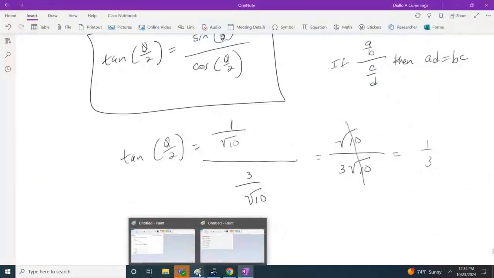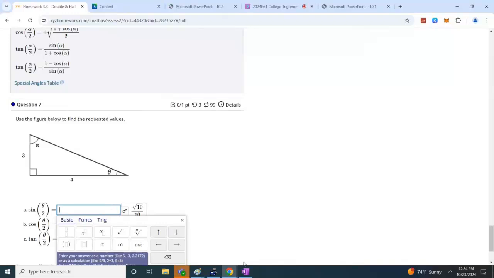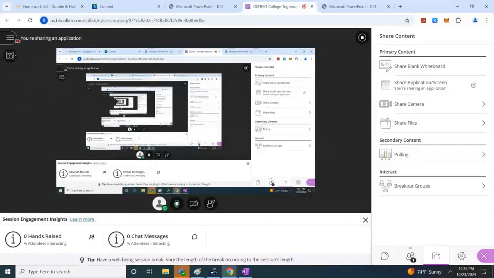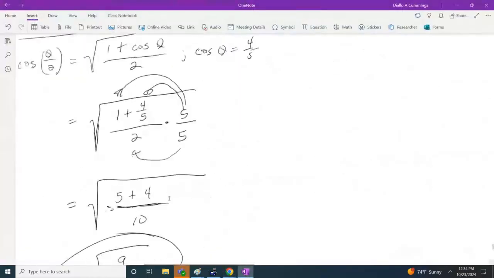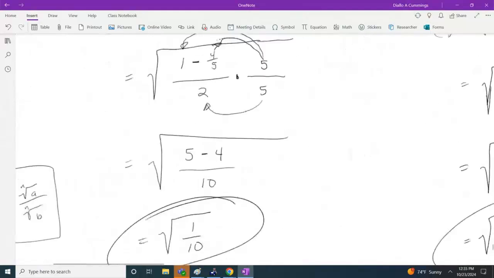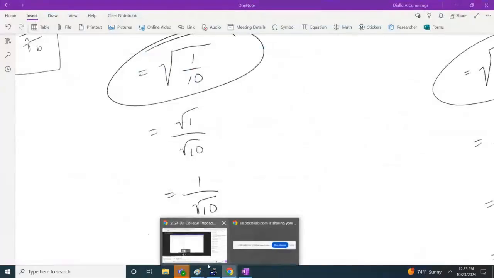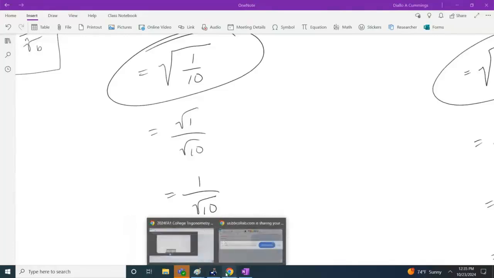So that one should be 1/3. Now let me try to put these in. I think for the first one, okay, let's go back here. I'm going to try to put this in, 1 over the square root of 10, just to see what it says. I believe it should give us credit.